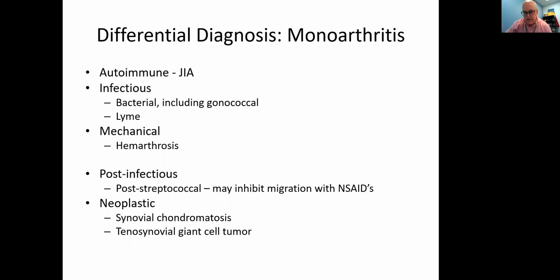Neoplastic with monoarthritis, we think of some benign tumors. Synovial chondromatosis is one that can cause fluid in the joint, and will eventually cause calcifications that will show up on X-ray. Tenosynovial giant cell tumor is the new name for what used to be called pigmented villonodular synovitis. This is a benign tumor. It's predominantly large joint, but it can be small joints, including tenosynovial. Knee is the most common.